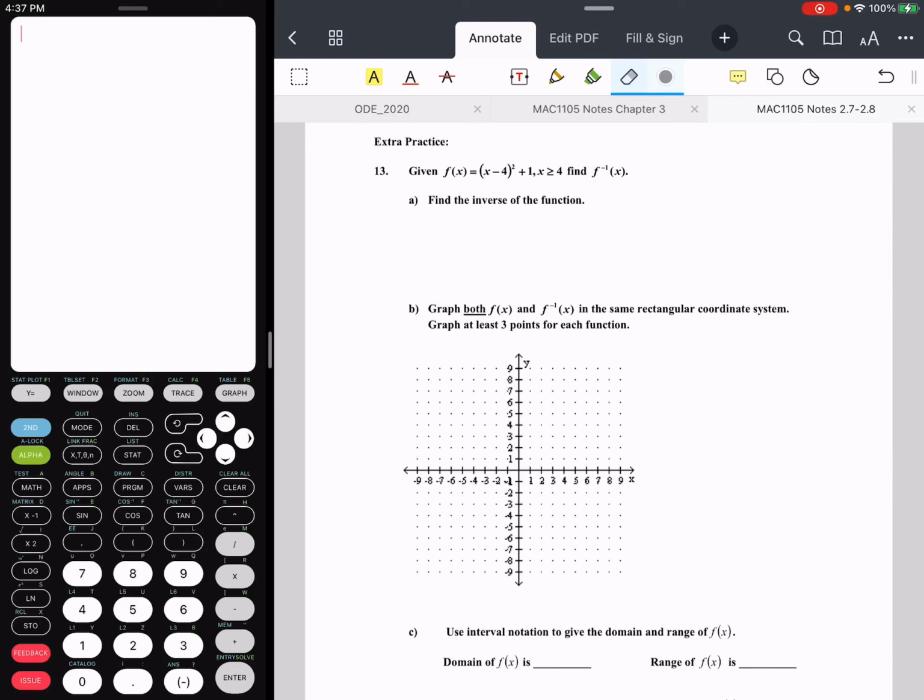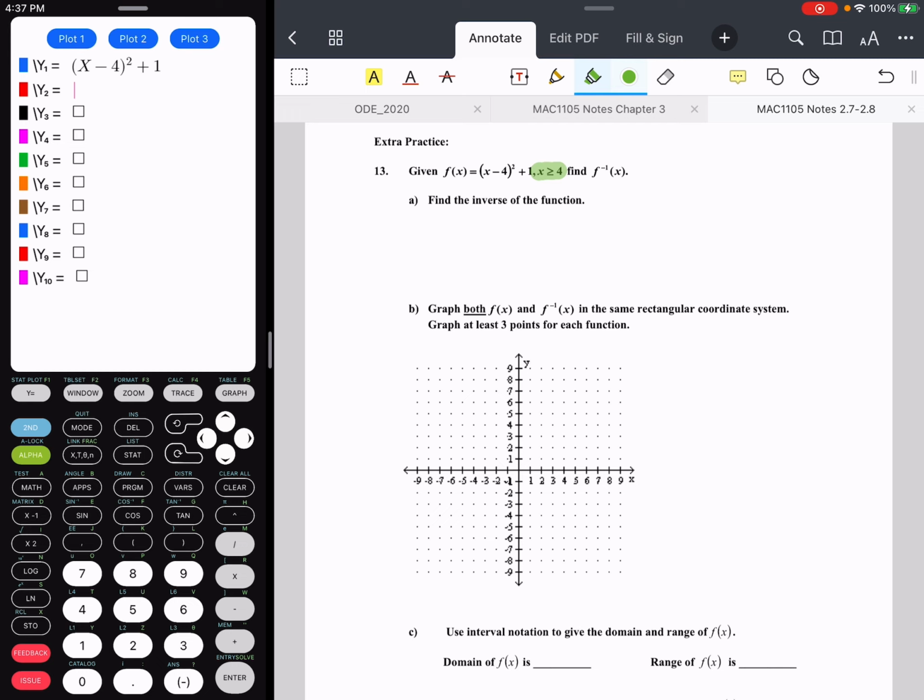In number 13, we're asked to graph the function f of x equals (x minus 4) squared plus 1 with that domain restriction, x is greater than or equal to 4. And then it says find f inverse of x. So again, we've got that domain restriction in our function. So let's take a look at the graph of this function.